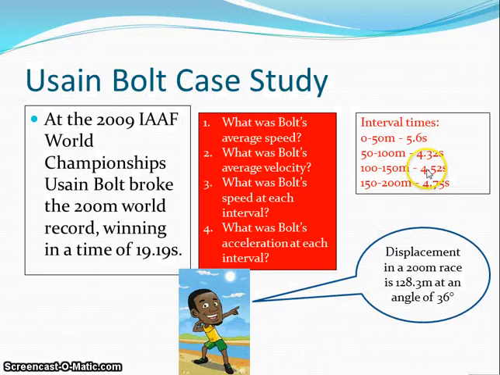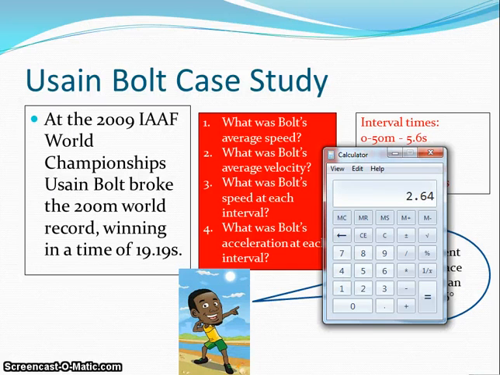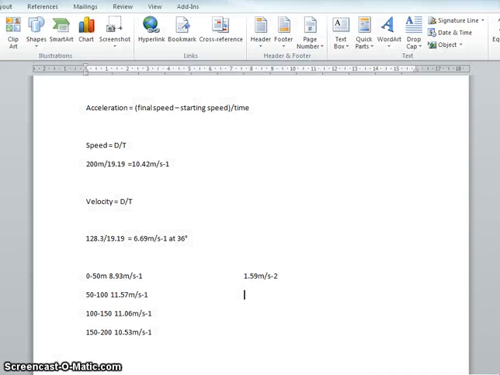Let's find out our time. It was 4.32, so we'll divide it by 4.32. That equals 0.611. If we go back to the Word document, 0.61, so I'm rounding up. Meters per second, to minus 2. So that's his acceleration there. It basically means every second he's getting this much faster, this much quicker.